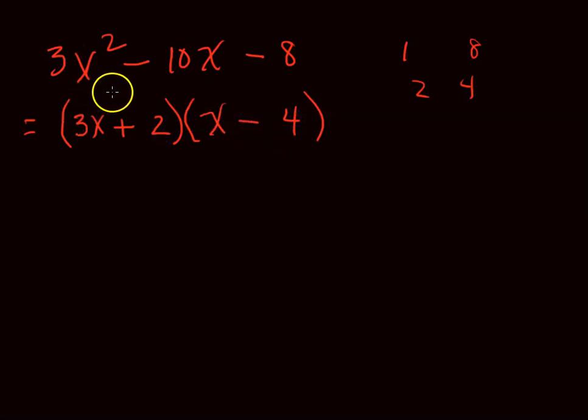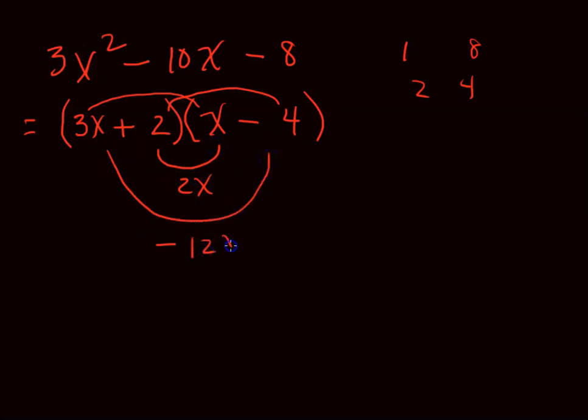But I need to check it. This is my 3x squared. This is my negative 8. Remember, that's the crew cut and his eyebrows. He's wearing sunglasses. This is a positive 2x. And this is a negative 12x, which gives me a negative 10x. So my guess was right. So the answer is 3x plus 2 and x minus 4.